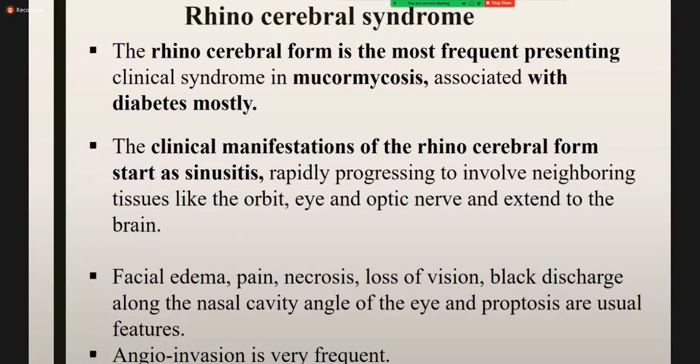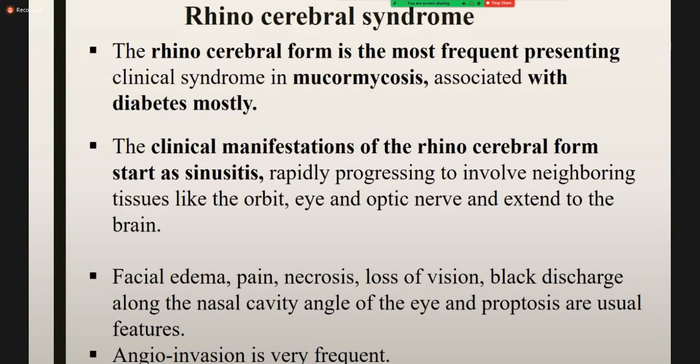The patient may develop facial edema, a lot of pain in that area, necrotic debris, and involvement of the eye orbit. Because of that, the patient develops loss of vision, and also black discharges along the nasal cavity, the angle of the eye, and proptosis. These are features of the rhinocerebral type of fungal infection, mucormycotic infections. In this type of fungal infection, there is a very frequent chance to develop angioinvasion.